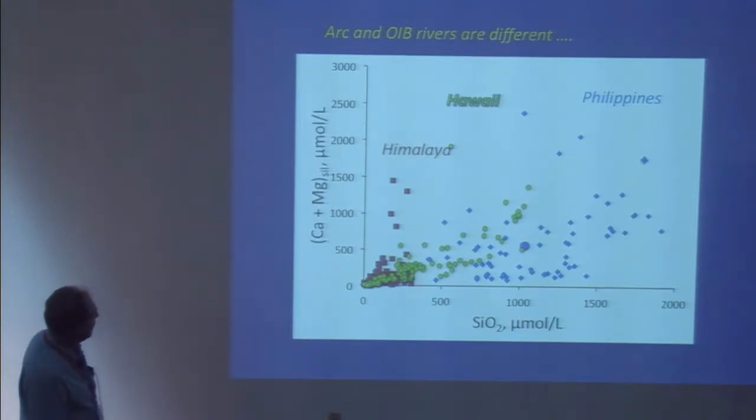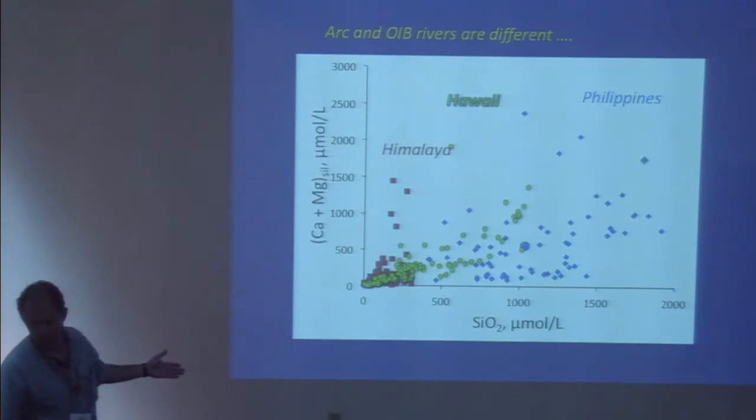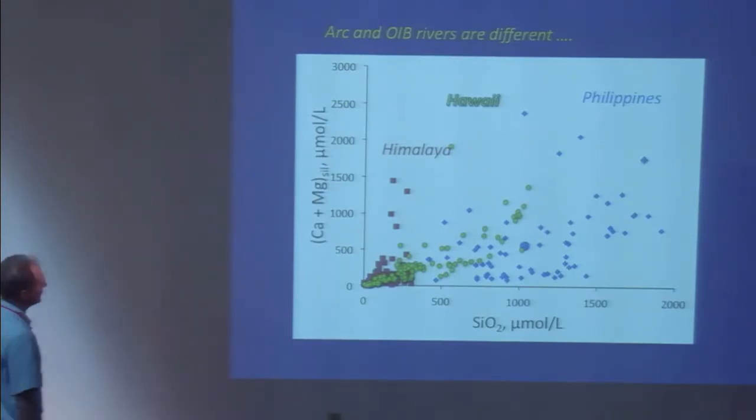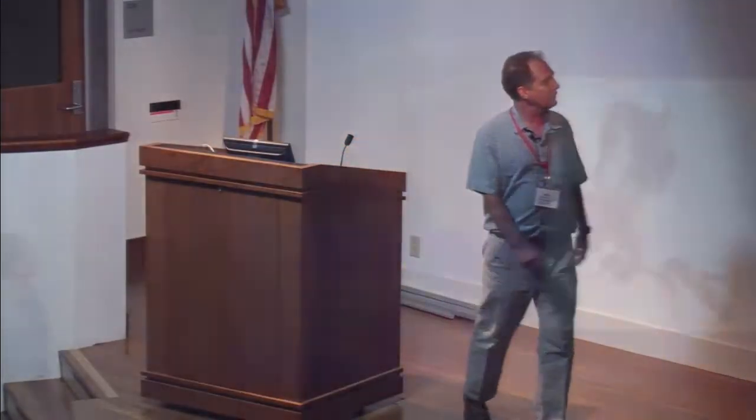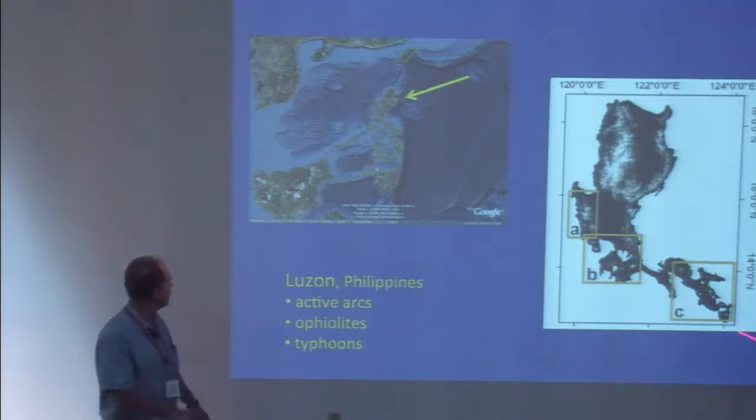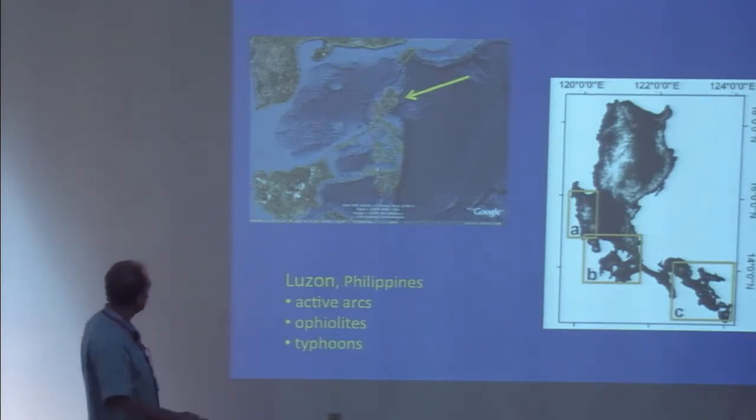And then the blue data are from the Philippines, and the green data are from Hawaii. You can see there's just a lot more solutes and that kind of stuff. Right? And Hawaii has got a special story that goes with it that probably applies to the Philippines too, but we don't know yet. So those data are from the island of Luzon, the northernmost major island of the Philippine chain.